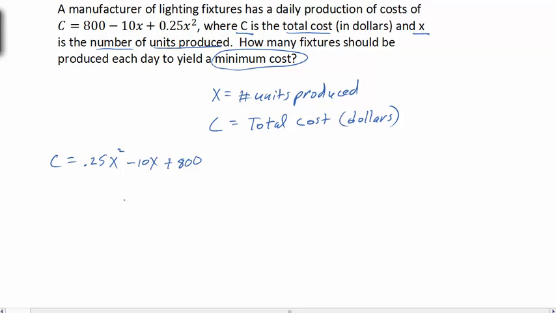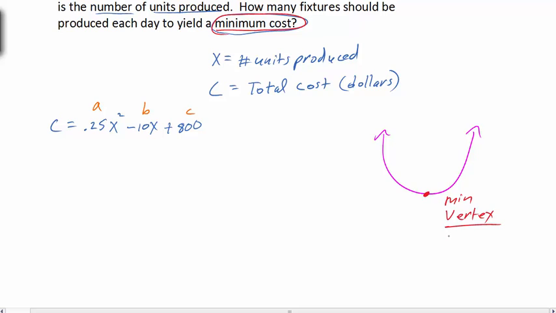Okay? Now, when we look at this, we can still identify our A, our B, and our C value. Well, we know based on the A value that this parabola is going to open upward. And that's really a good thing, because if this is opening upwards, then we know that this point here is going to be a minimum value where we have the vertex. And that's a good thing, because up here we're looking at calculating the minimum cost. So that means we're looking for the H and K.